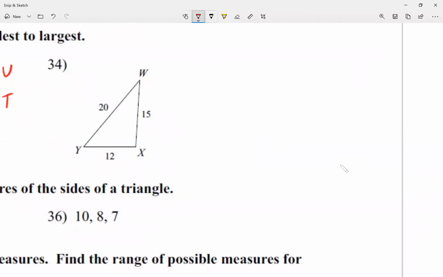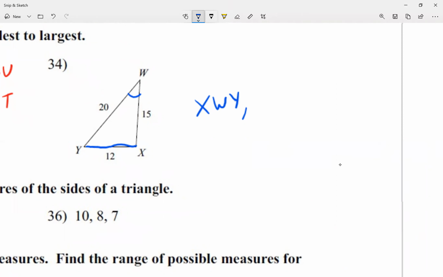Okay. The smallest side is 12. And that is opposite to this angle. So that means the smallest angle is that one. Okay. I'm going to write it using three letters. I'm going to keep W in the center. So I'm going to go X, W, Y. There's three ways how I can write that angle. That's the one I'm going to choose. You choose whichever one you want.